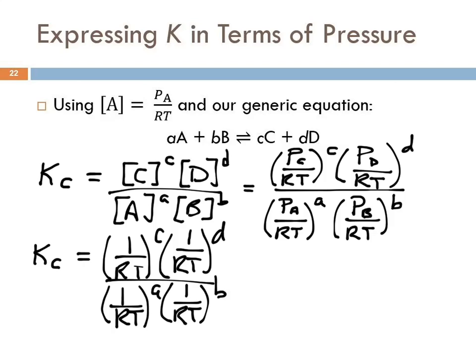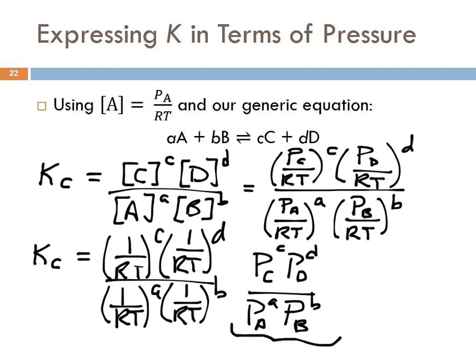And that is times, the stuff that's left is PC to the C, PD to the D, over PA to the A, and PB to the B. What does this equal right here? Kp. The equilibrium constant in terms of pressure. So that is Kp right there.